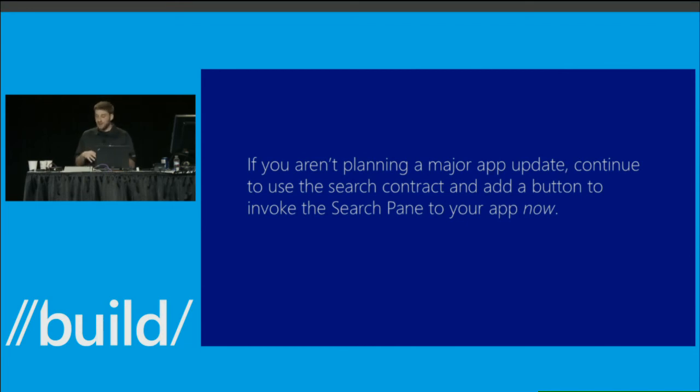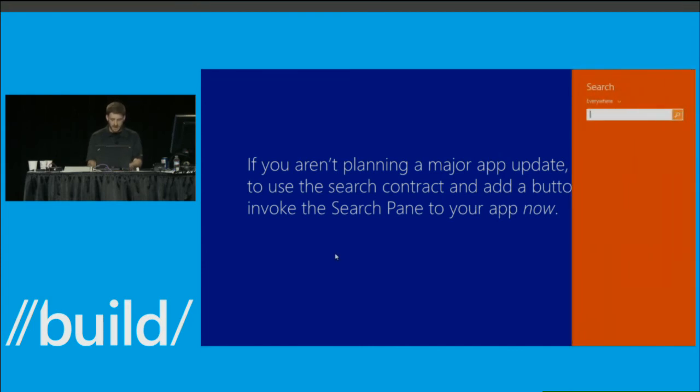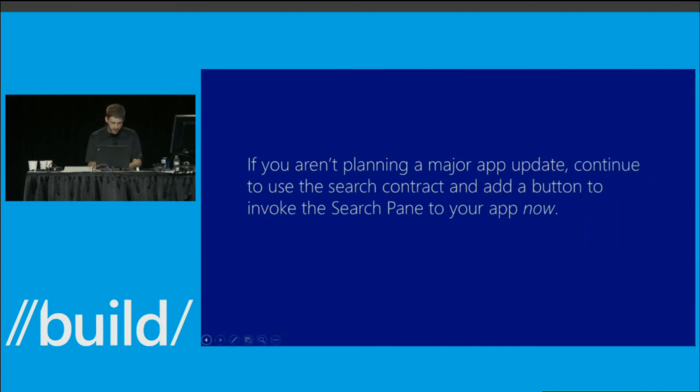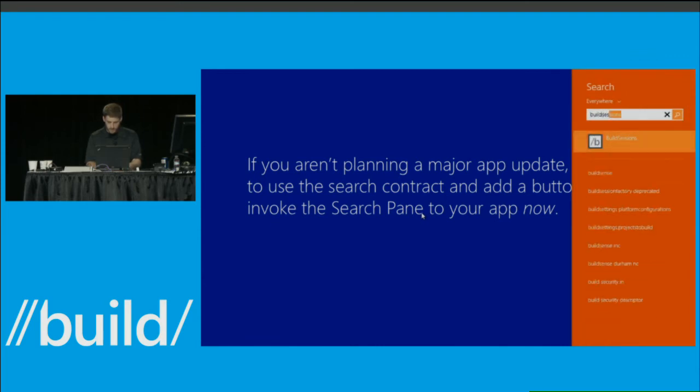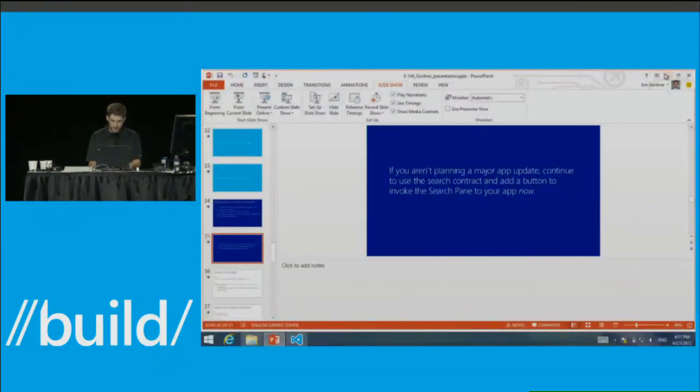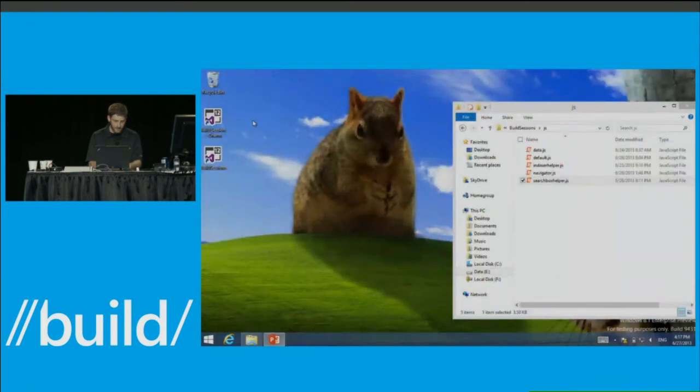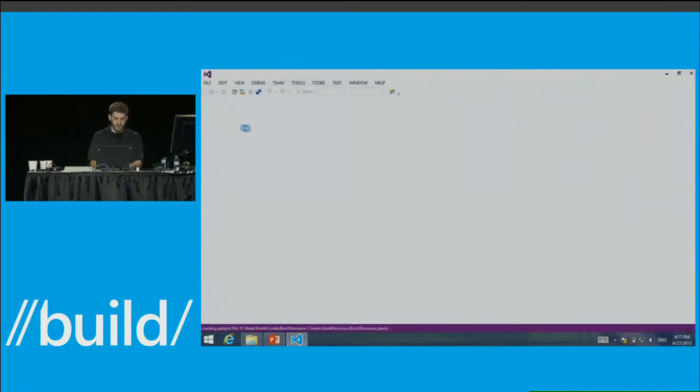If you aren't planning on making any updates to your app in the near future, but you're hoping to a little later on, in the meantime, add a button which will launch the search pane for the user. And I'll show you why you would want to do this. So if I bring up the search pane, I have a version of this project which, instead of using the search box, used the Win8 contract.